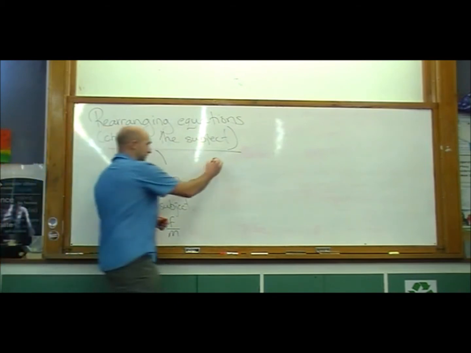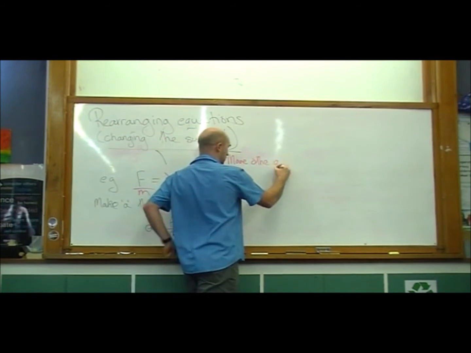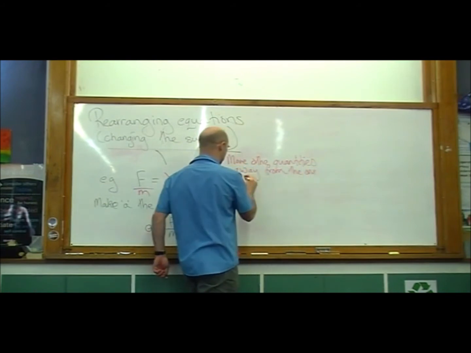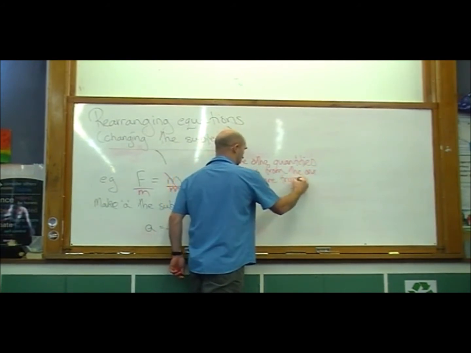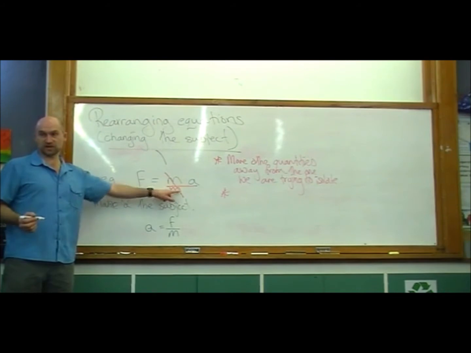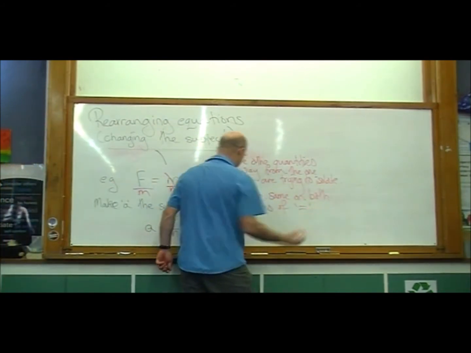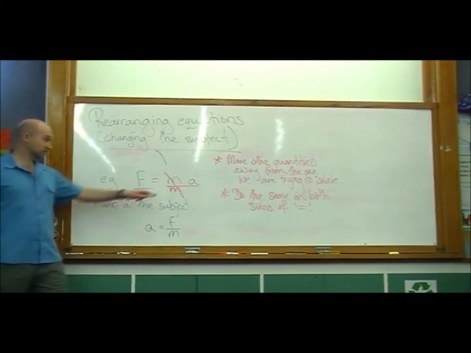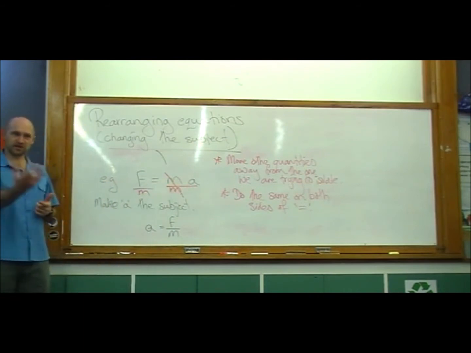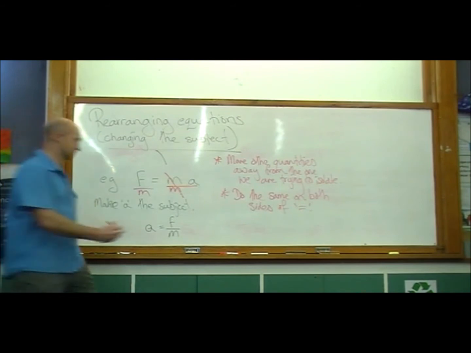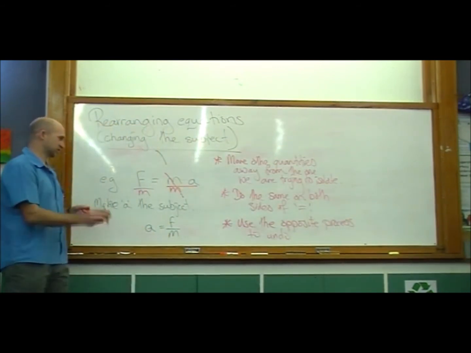The things we did were move other quantities away from the one we are trying to isolate. We always did the same on both sides of the equal sign. And why did you divide? Because it's times by the a. It was times by the a. And dividing, why divide? It undoes. So we're trying to use the opposite process to undo.